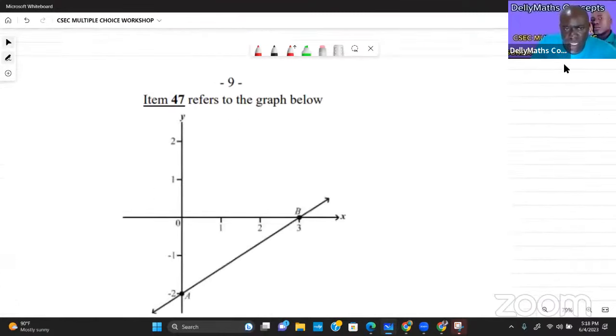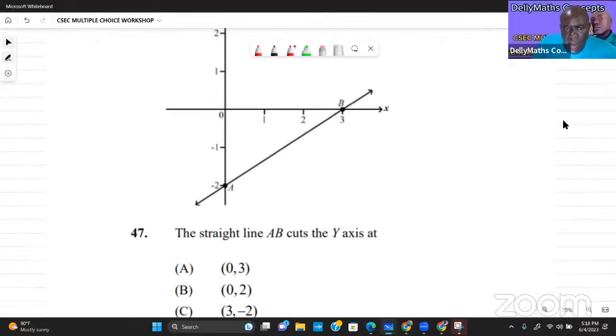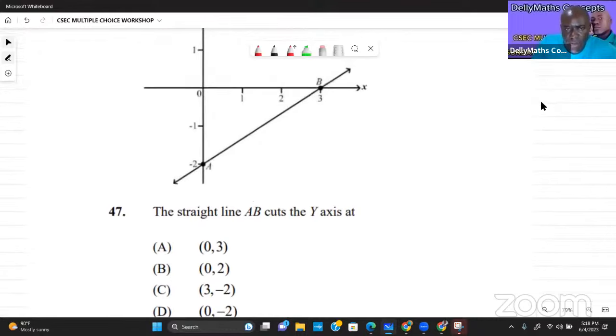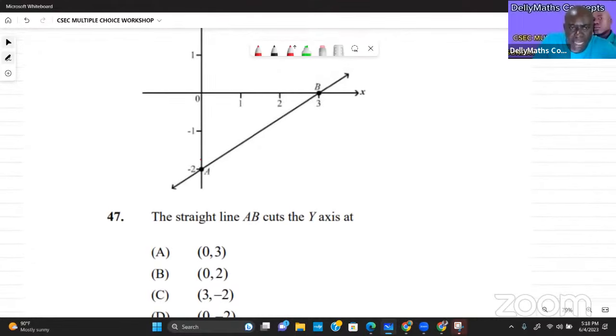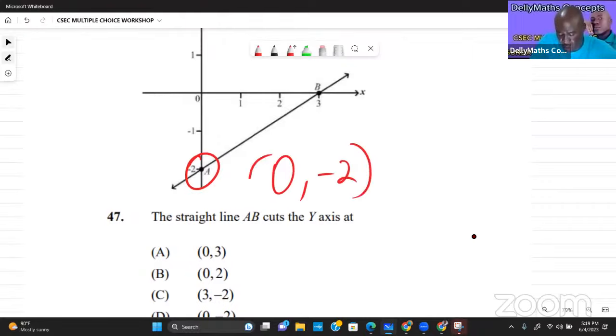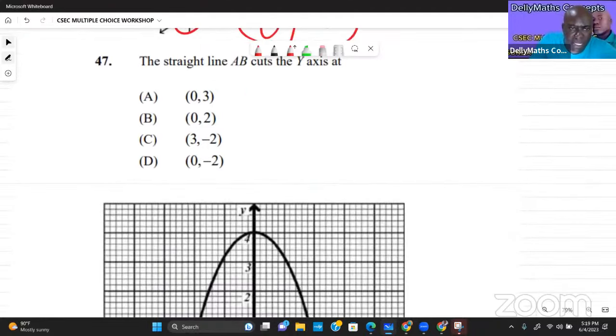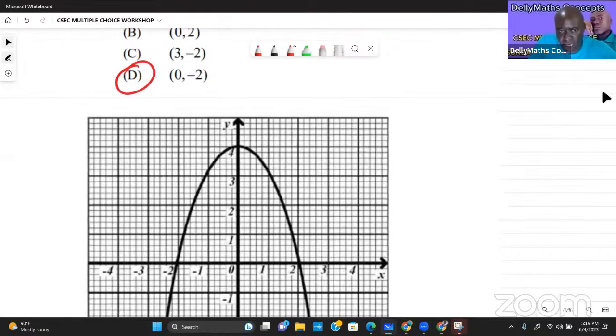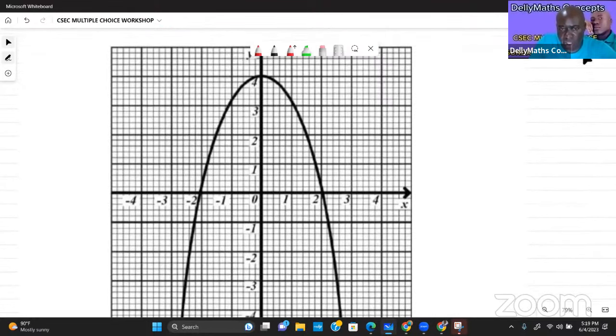All right, let's see what this one is saying here. The straight line, what does it cut on the y-axis? They want to know where it cuts the y-axis, so you want to read that point. Every y-intercept is a 0 with whatever value you get. So it's a 0 with a -2. So we're looking at that one, a 0 with a -2, and that answer is D. All right, so that answer is D. Let's see what this other question is saying here.